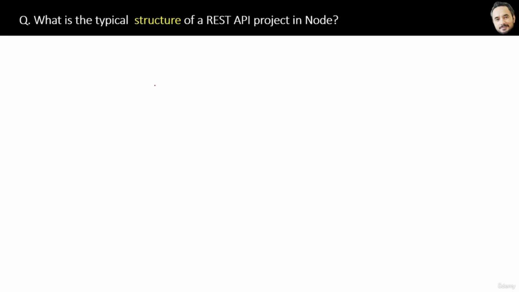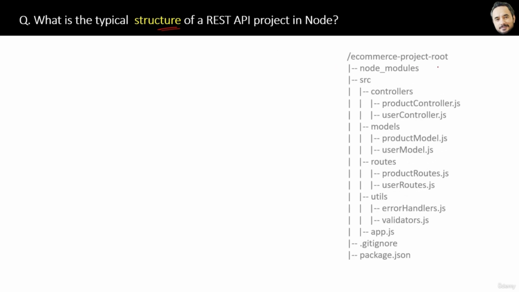What is the typical structure of a REST API project in Node? So basically with this question, I will give you some idea about the various folders and files present in a Node REST API project. Okay, a very high level understanding. So suppose you want to create an e-commerce based REST API which has products and users inside it. Okay, just that. So for that, here will be the files and folder structure.